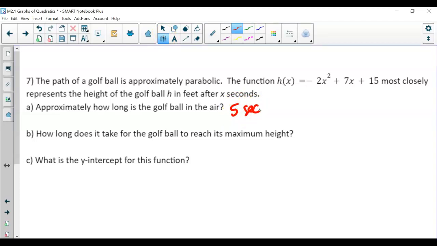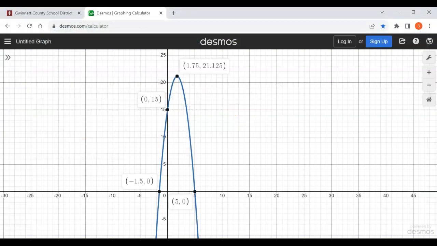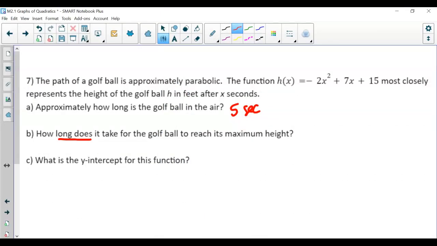How long does it take for the golf ball to reach its maximum height? So how many seconds? You can also go back to your graph here and notice how long it took to reach that maximum height. 1.75 seconds it took to reach that maximum height of a little over 21 feet.